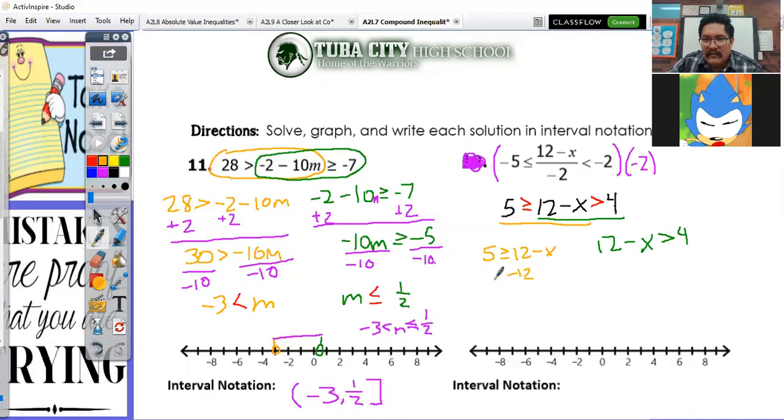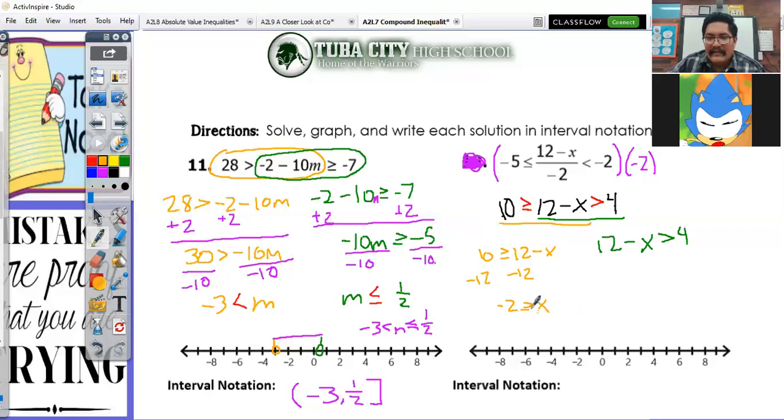So -12 on both sides. And 5 minus 12. Oh, shoot. I was about to say, that doesn't look right. This should be 10 because I doubled everything, and I should have doubled everything, but this should have been 10. Okay, so there you go. That looks a little bit better. 10 minus 12, that'd be -2.